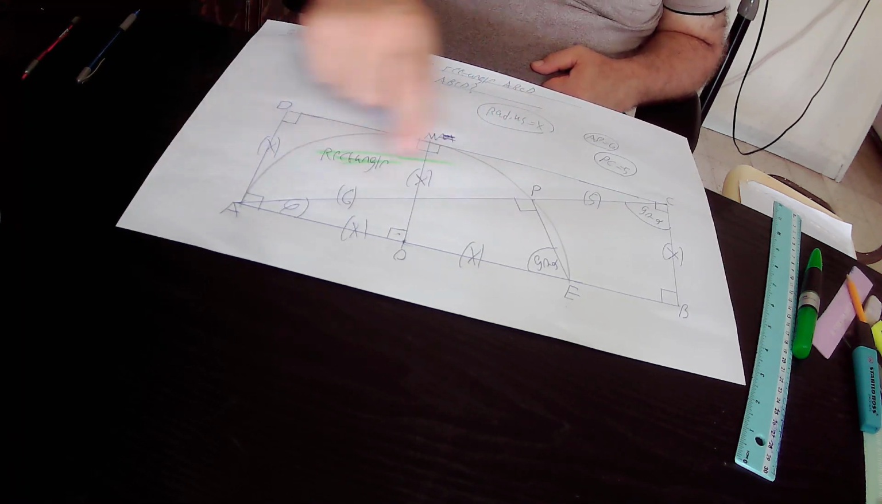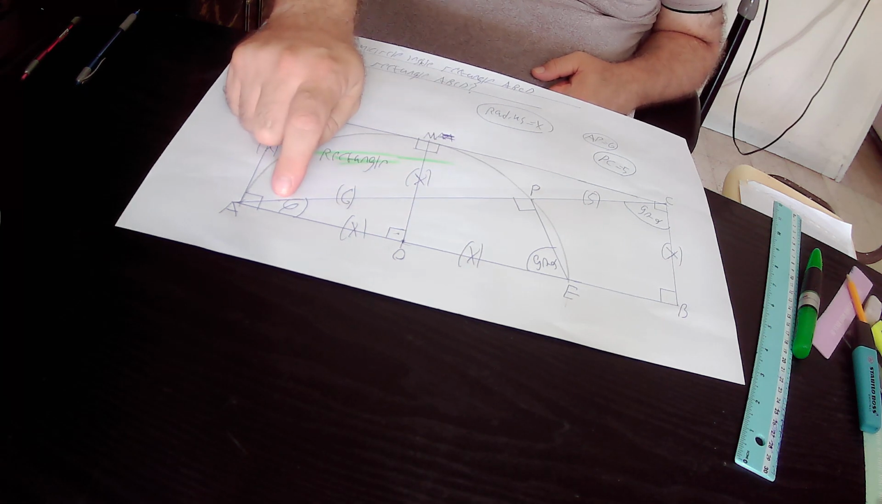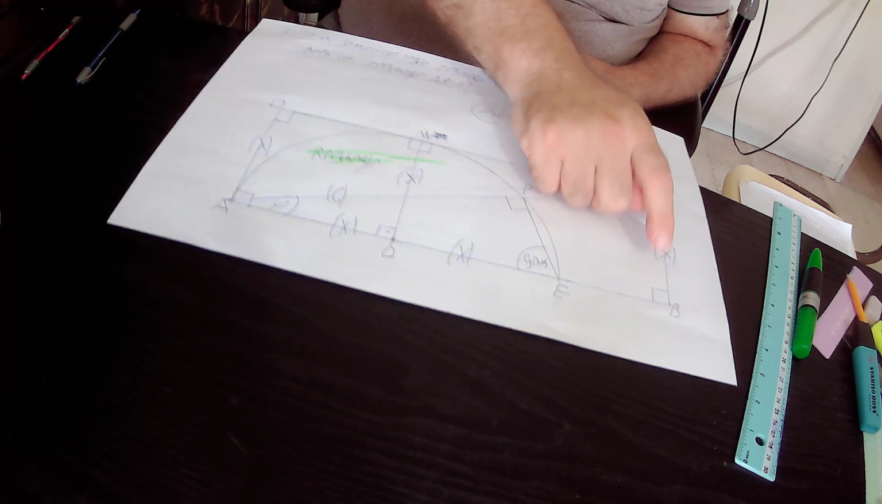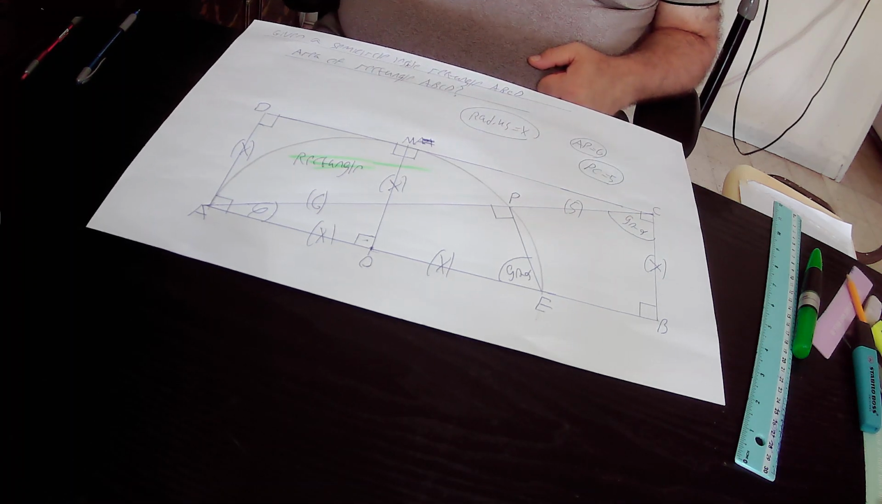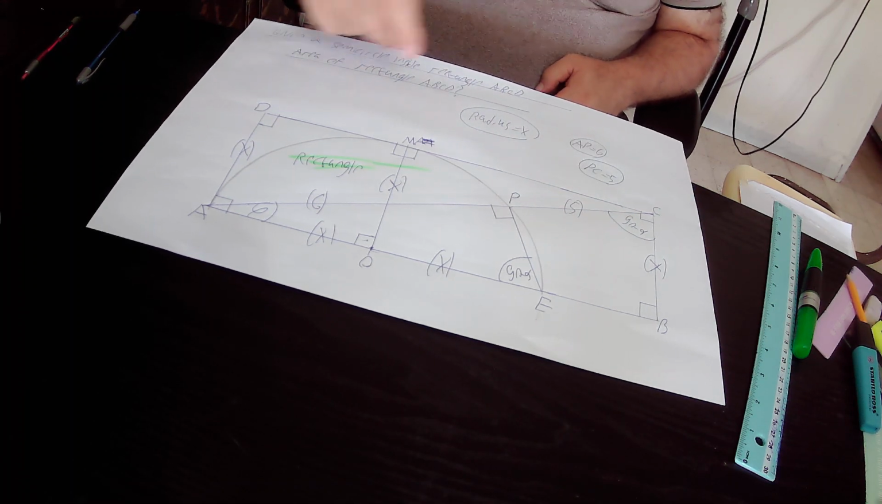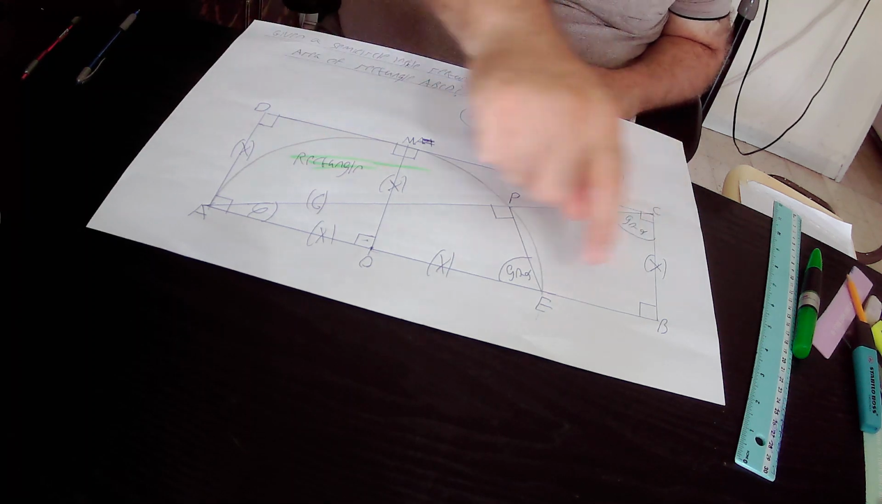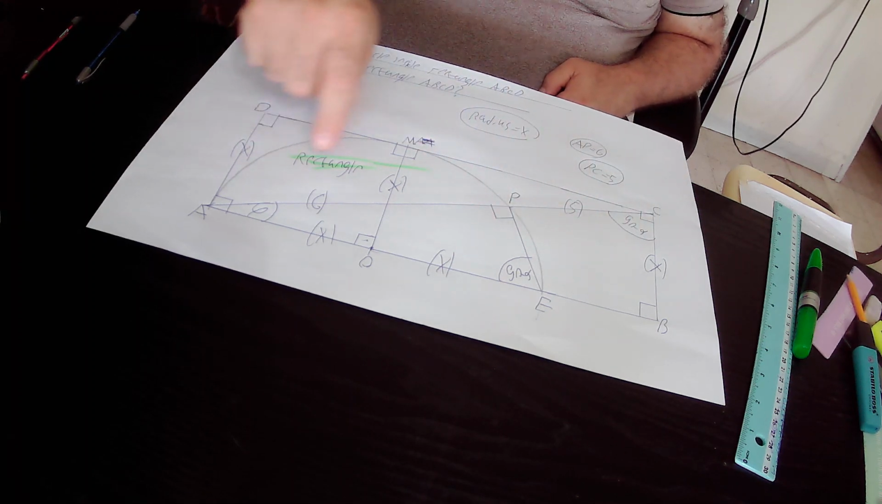Likewise, in the big right triangle ABC, this angle equals alpha, this angle equals 90 degrees. Therefore, this remaining angle must be equal to 90 degrees minus alpha. In the next step, we prove that the big right triangle ABC is similar to this right triangle APE.